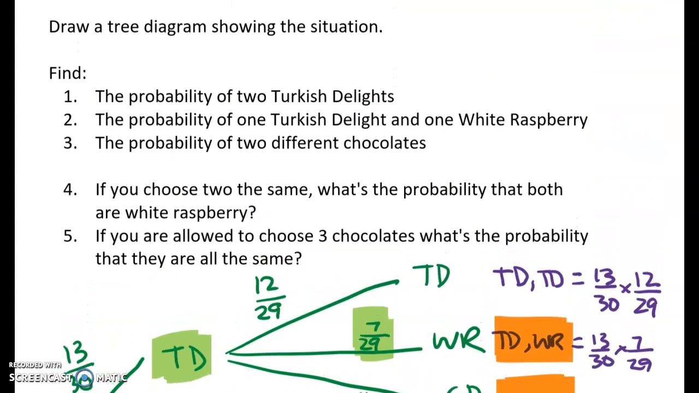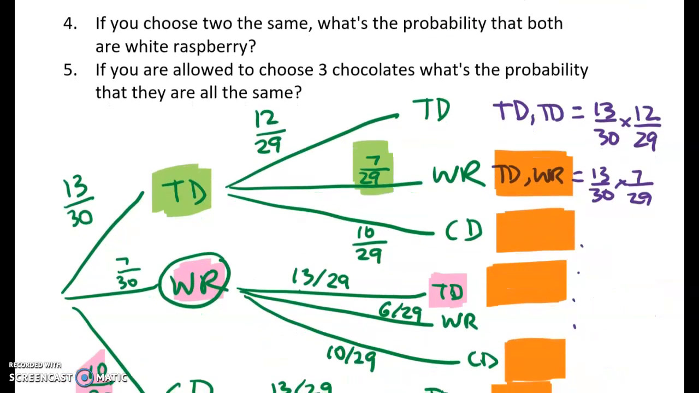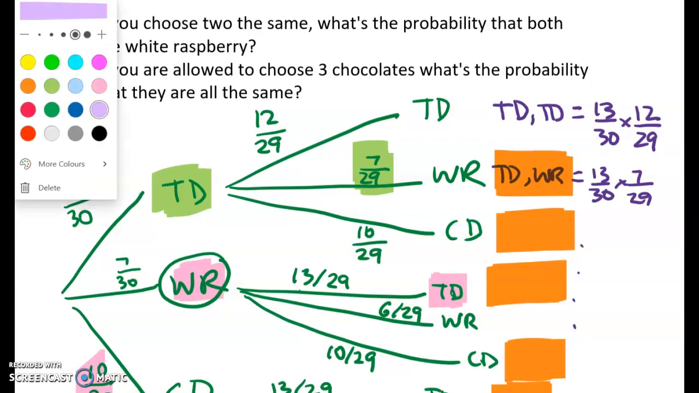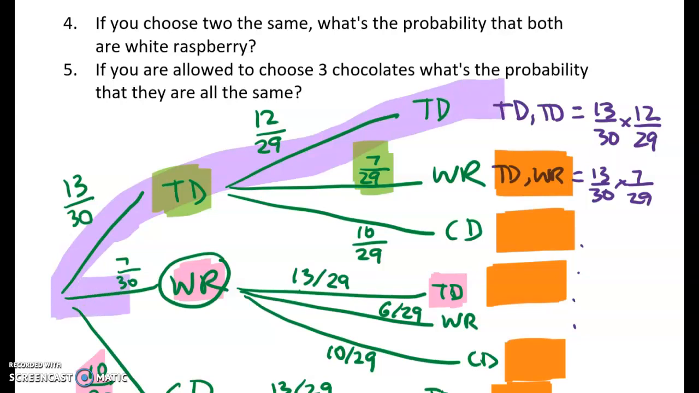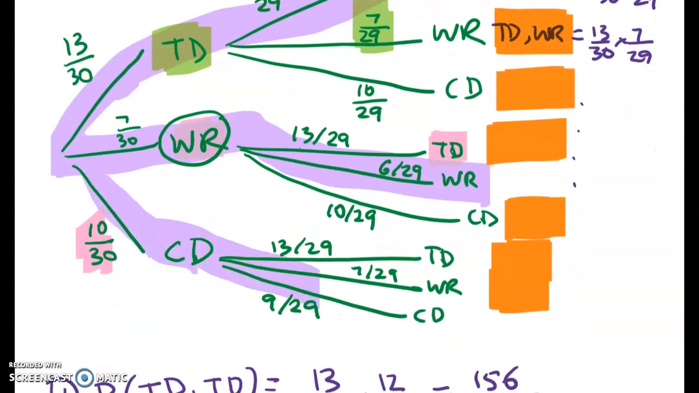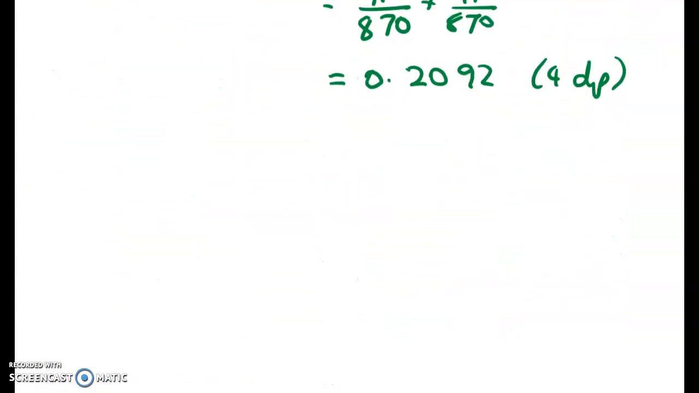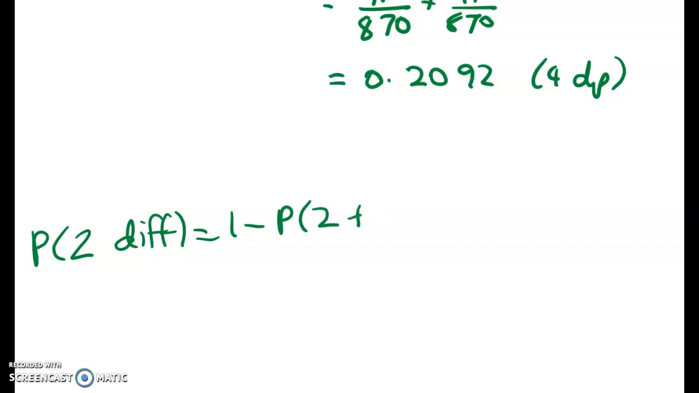The other way to think about this is that the probability of 2 different chocolates is the complement of this event. It's 1 minus the probability of getting 2 the same. So now let's look at how many ways there are to get 2 the same. Well, obviously, there are 3 kinds of chocolate, so there are 3 of those probabilities. So 2 the same, let's just choose a nice colour. So this purple colour, 2 the same. Here's my first one the same, here's my second one the same, and here's my third one the same. So the probability of 2 different is equal to 1 minus the probability of 2 the same.